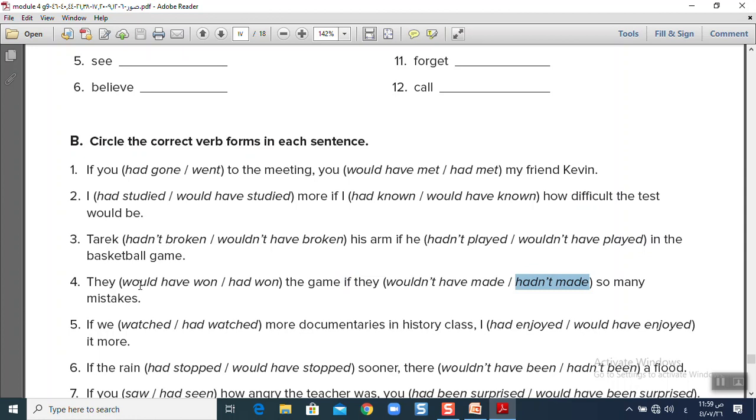What's the answer? Next sentence. Would have or had won? Yes, would have won. If you find past perfect, you look for would have. If you find would have, look for past perfect. Sentence number 5. If we had watched more documentaries in history classes.